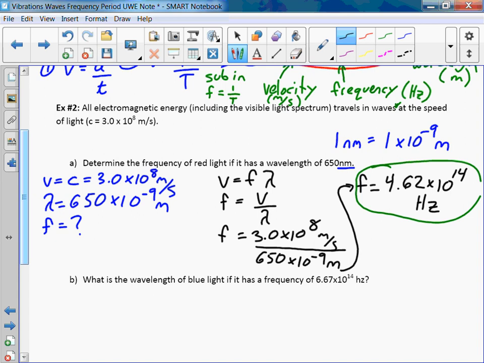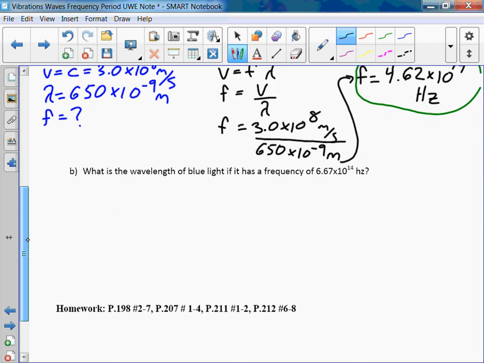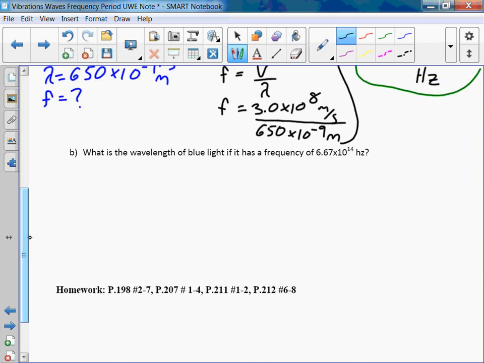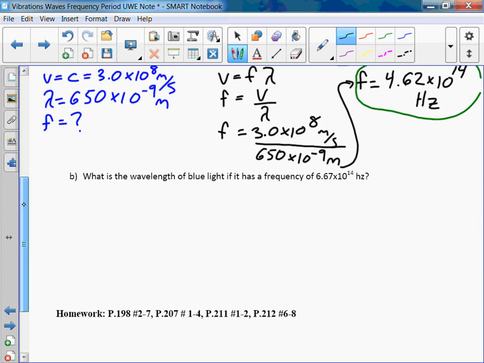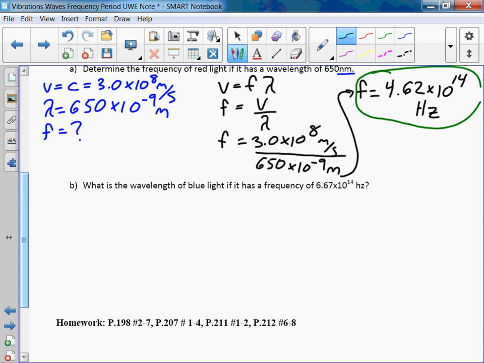Okay, next. I think this is the last example. Now we're just solving for a different variable. What's the wavelength of blue light if it has a frequency of 6.67 times 10 to the 14 hertz? At this point, I'd like you guys to try this on your own. So would the supply teacher please pause this, give the class maybe 3-4 minutes to solve this on your own, and then I'll put the answer up on the board.